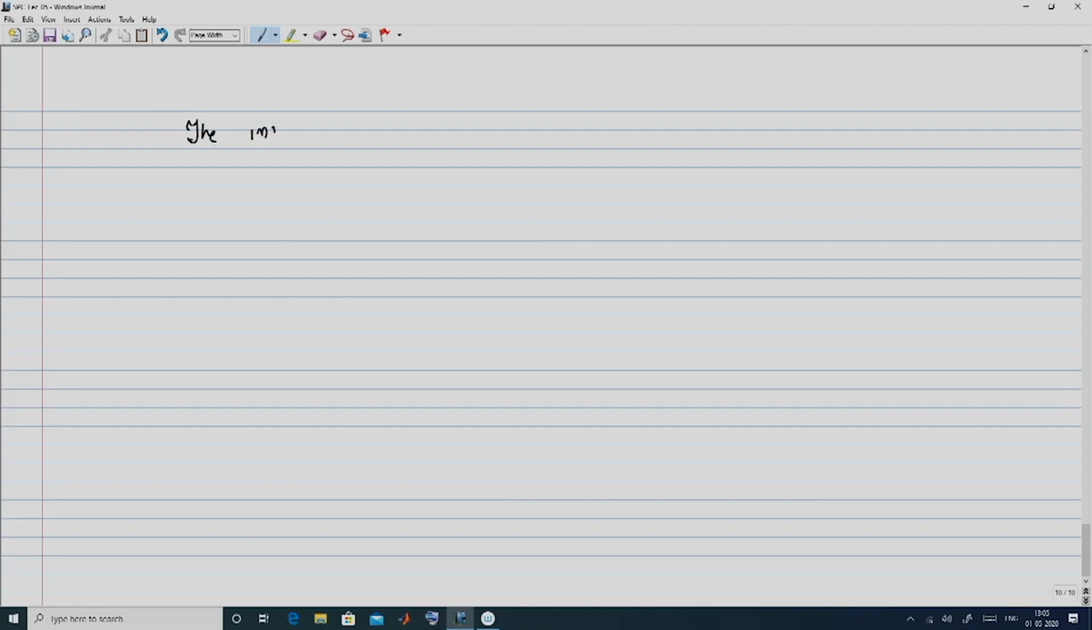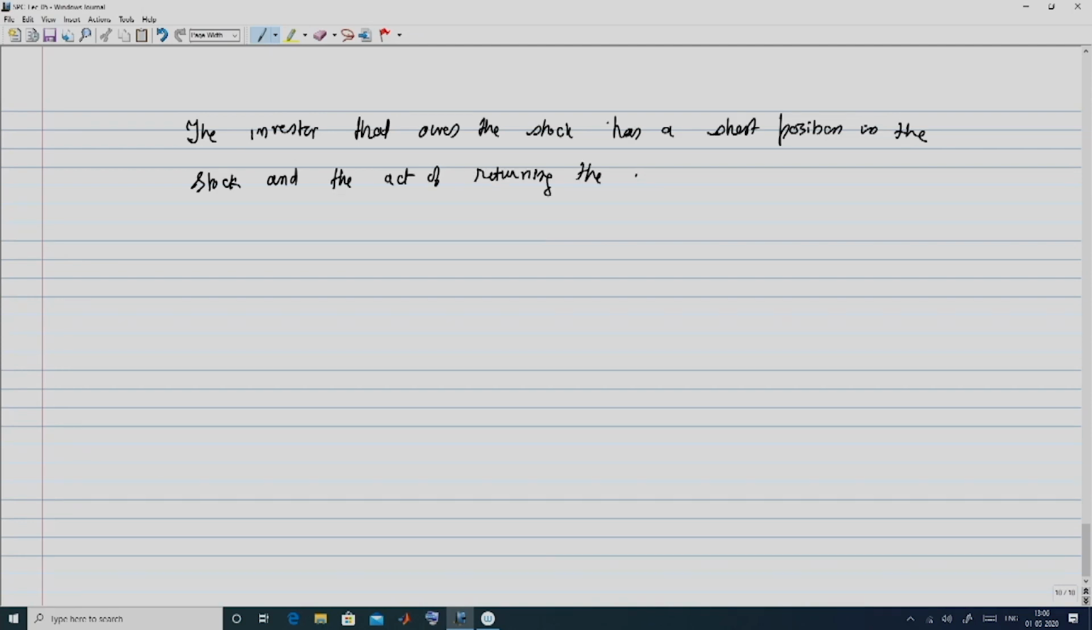The investor that owes the stock has a short position in the stock, and the act of returning the stock to the original owner is called covering the short position.